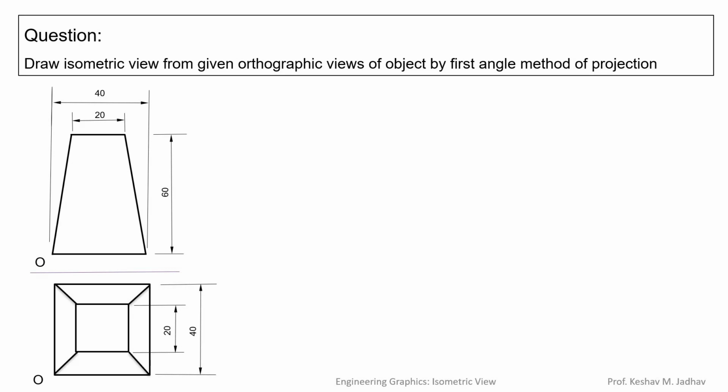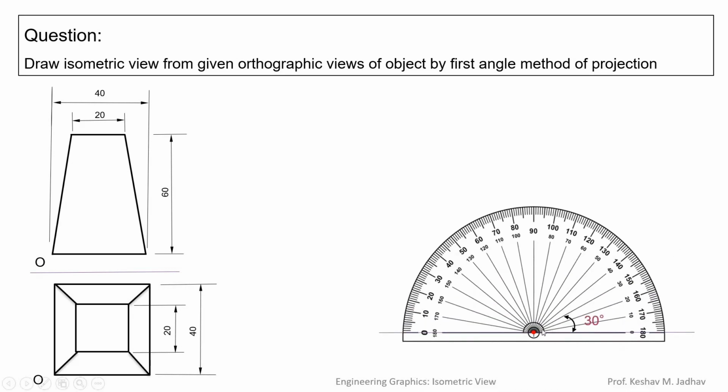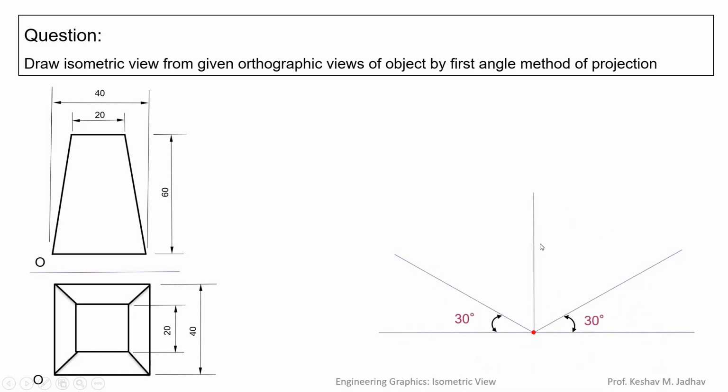First we have to draw a horizontal line, and by using a protractor we can measure 30-degree inclination and draw a line on the right side, a 30-degree line on the left side, and a 90-degree line, that is a vertical line. These XYZ are the isometric axes. This is the O point in the front view, and this is the O point in the top view. That O point will be here in the isometric view.